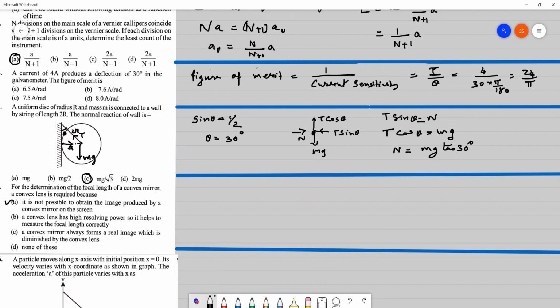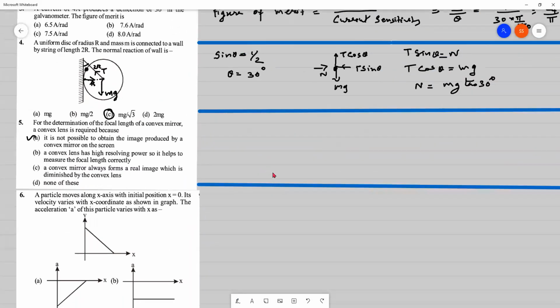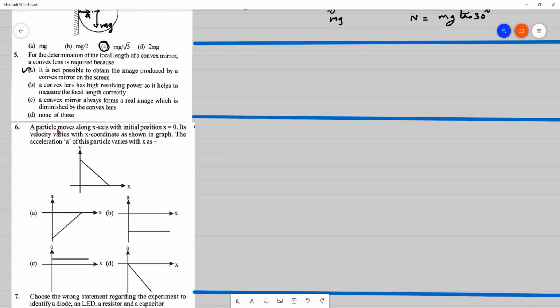So the next question is, a particle moves along the x-axis with the initial position x. You are given a Vx graph, and they are asking you what the acceleration graph is here. So we know that acceleration A is equal to V dV by dx. From this picture, we find that dV by dx is negative because it is slanting in this direction. So theta is obtuse here, and tan theta is negative, so dV by dx is negative.